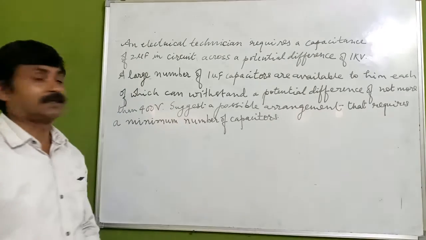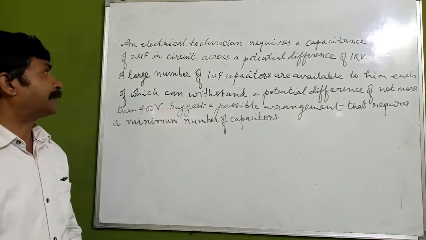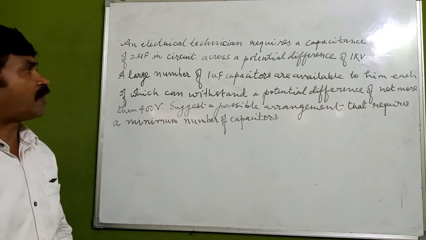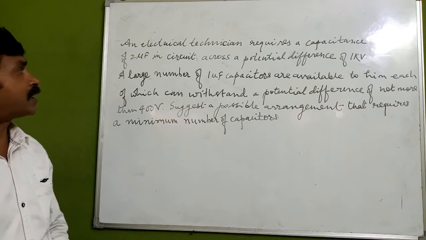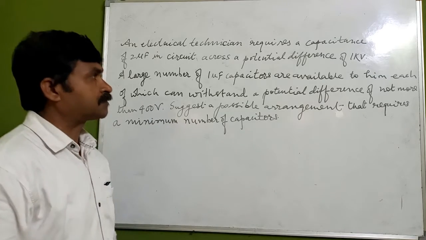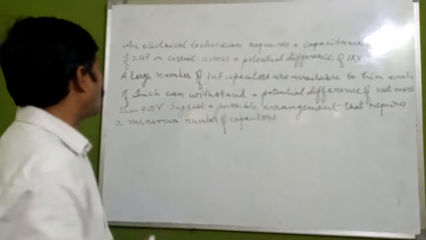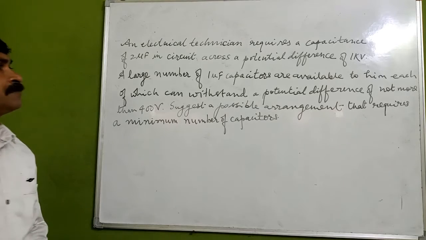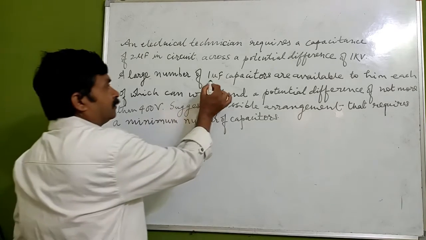Students, here we are having another numerical. An electrical technician requires capacitance of 2 microfarad in a circuit across a potential difference of 1 kilovolt. A large number of 1 microfarad capacitances are available.